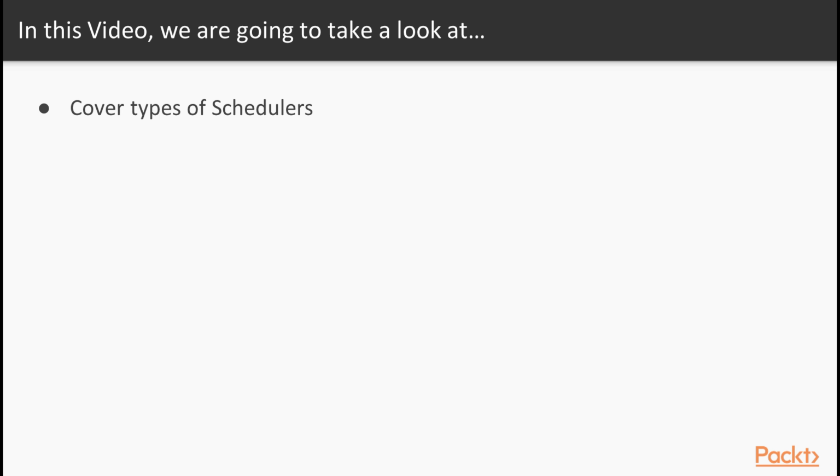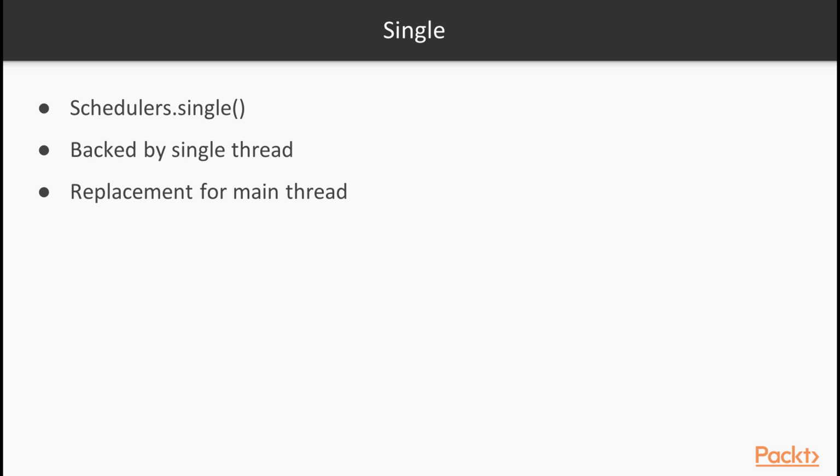There are a few types of schedulers, and each of them is intended for a different type of work. Here in this video, we'll cover all of them. The first type of scheduler that we'll learn about is single. The single scheduler can be created by calling schedulers.single method. It's backed by a single thread, so it means that the code will always be executed only on that one thread. Consider this as a replacement for your main thread if there's a need for that. In general, there'll be very few cases when you'll want to use it.